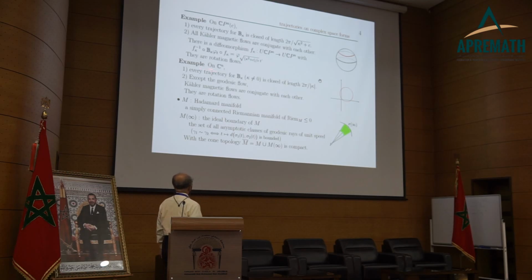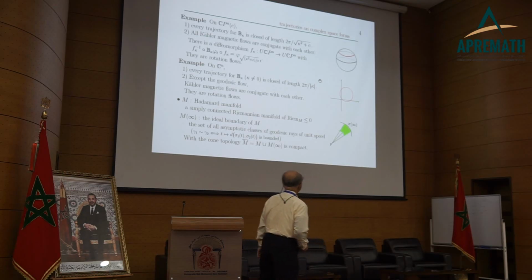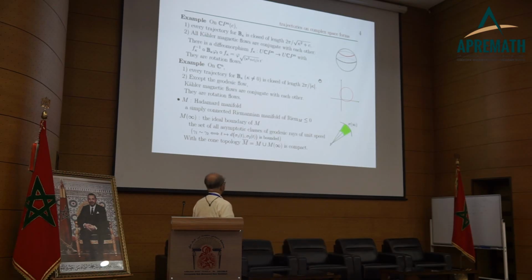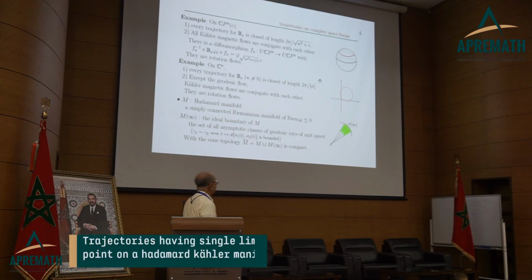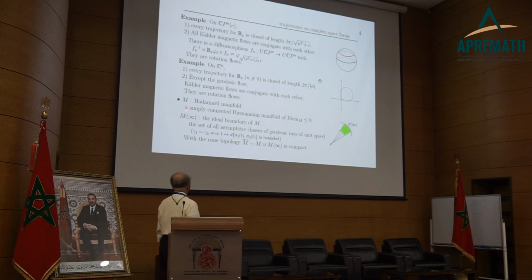Of course, on a Euclidean space, every trajectory except the geodesic is closed, and except the geodesic flow, they are conjugate with each other. So we would like to explain the feature on the complex hyperbolic space. To do this, we need to introduce some terminology. Let M be a Hadamard manifold. As we say, it is a simply connected Riemannian manifold of non-positive sectional curvature.